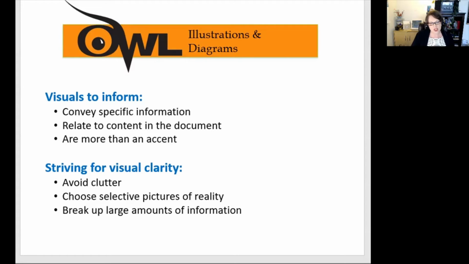So you should be thinking about and striving for clarity in your illustrations and diagrams and avoiding clutter of too much information. So, for example, a map of the United States does not include representations of every office building, house, or grocery store between New York City and Los Angeles. However, it does have selective pictures of reality so that users can focus on what is most important in the map, which of course is the roads.